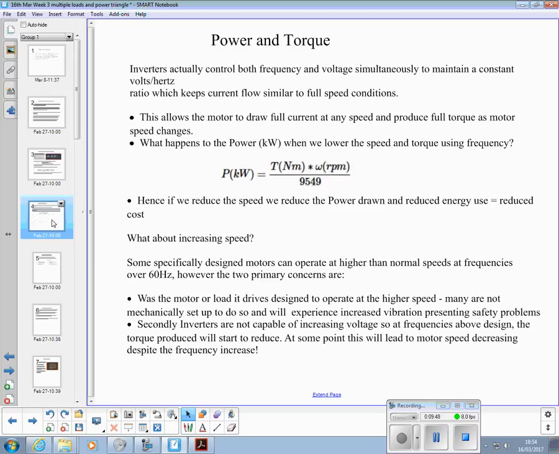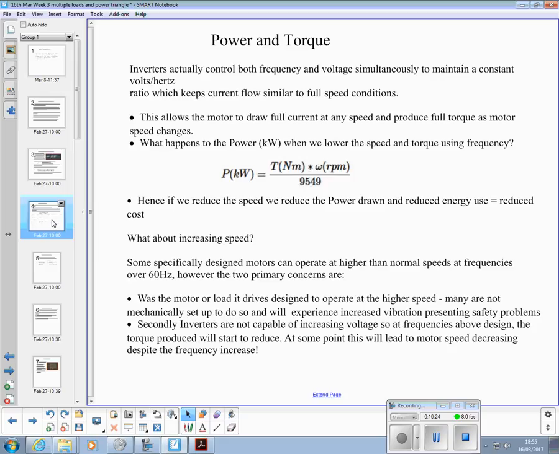And secondly, inverters are not capable of increasing voltage, so at frequencies above design, the torque produced will start to reduce. But you won't keep this constant ratio per hertz torque. So torque will reduce as you speed it up. So how you get a constant torque at lower speeds, when you go above the design frequency, you start to lose torque because it can't increase the voltage above what you're putting in the first place.